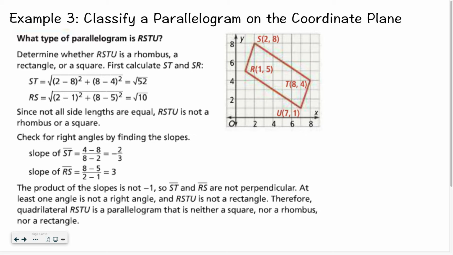So first we have to find the distances, and you don't have to do it on all 4 sides, because if we know it's a parallelogram, we know we have 2 sets of congruent sides.